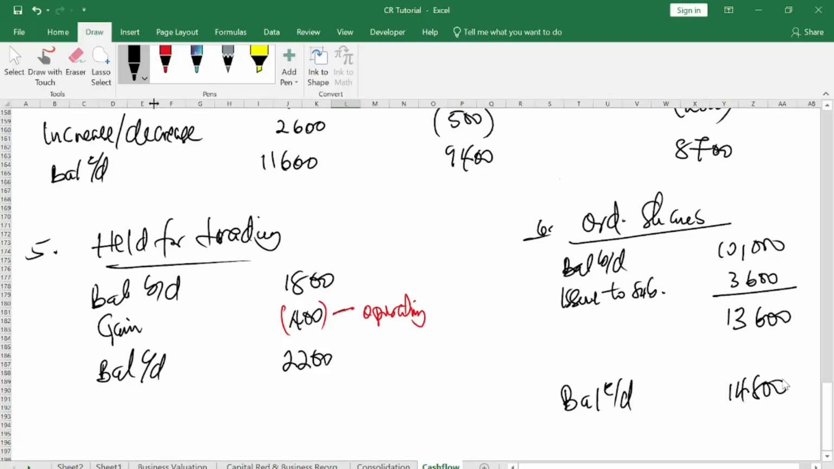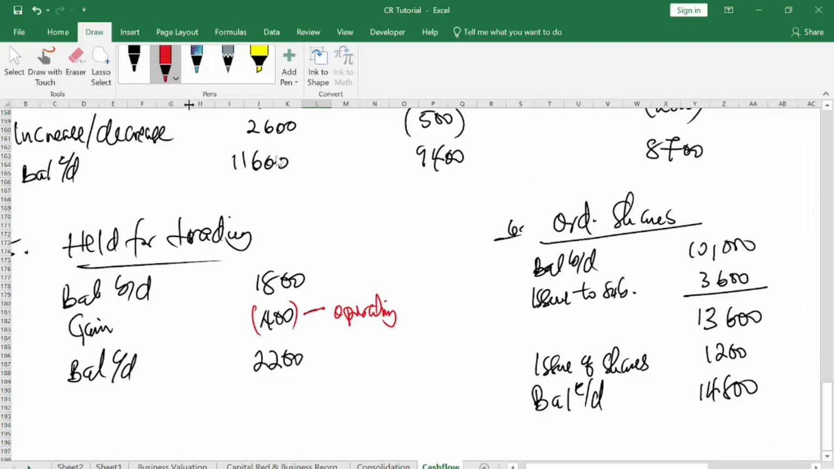What does it tell us? We have issued more shares. So how much is that? 1,200. So this one will go to what? Finance. Do you understand? So this one will go to finance activity.